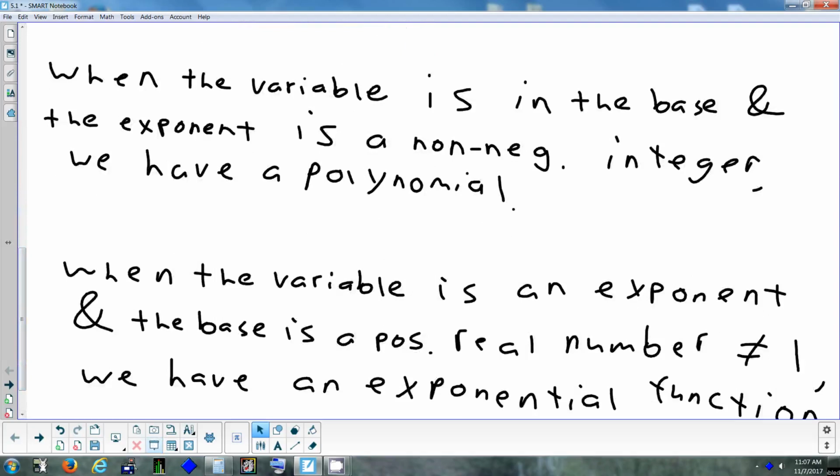Now, why can't the base be 1? Like, what would happen if you wrote an exponential function like 1 to the x? What would you get? No matter what you plug in for x. Yeah? It's always going to be 1. Okay? Exponential functions are not always equal to a constant like that. If it always equaled 1, it would look like a horizontal line at 1. Exponentials usually have to look like this. That's an example of exponential growth. That's an example of exponential decay.